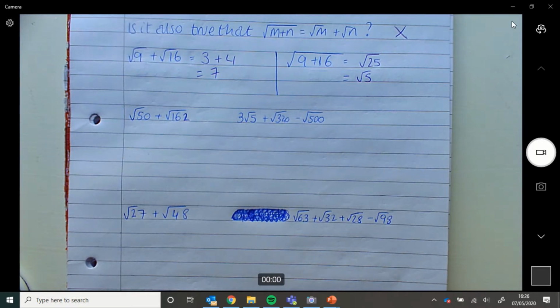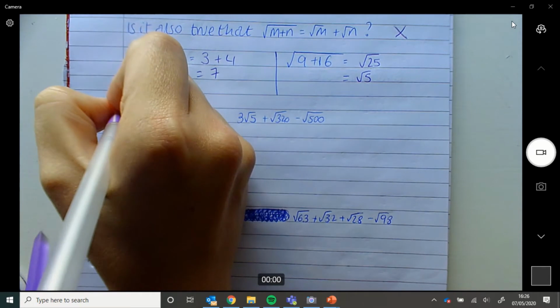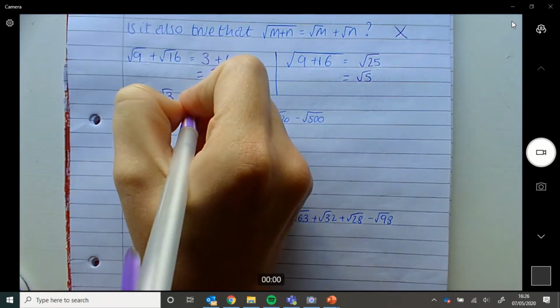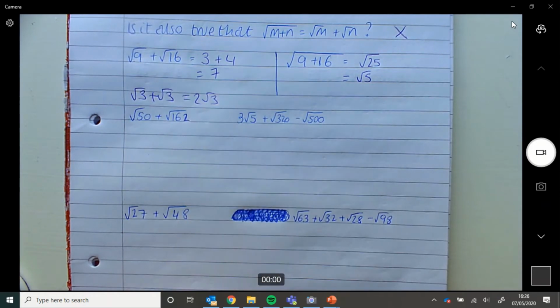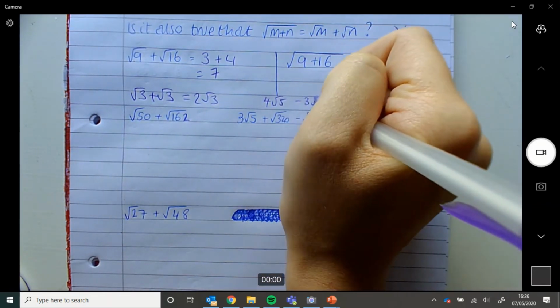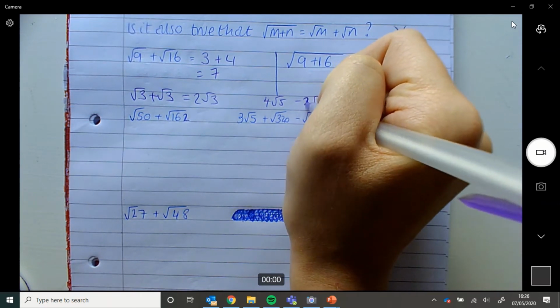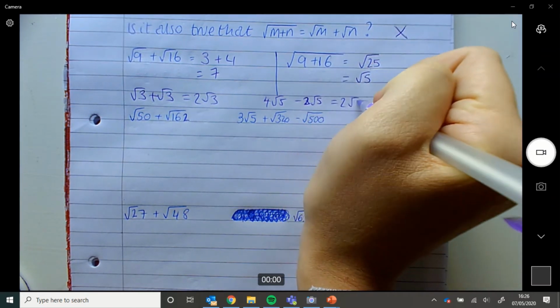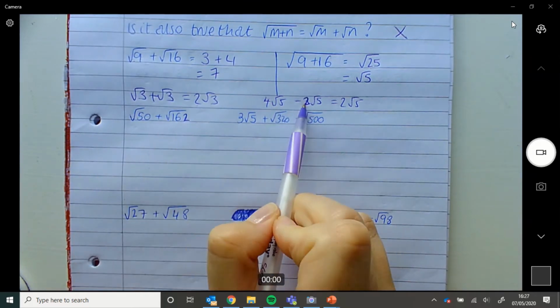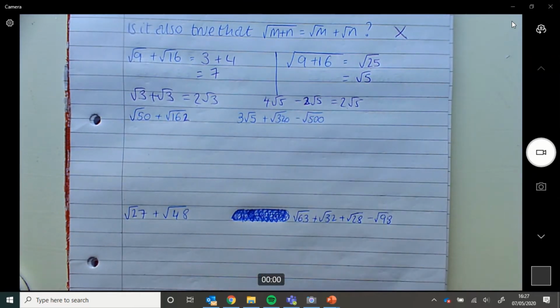So we already know from the last video, if you do root 3 plus root 3, you get 2 root 3. And we also know that if, for example, I had 4 root 5 take away 2 root 5, I end up with 2 root 5. Just like with algebra, x plus x is 2x. 4x take away 2x would give me 2x.